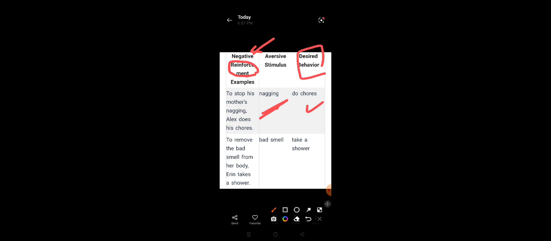So here, to remove the bad smell from her body, Aaron takes a shower. I know that you're laughing right now. The bad stimulus here is the bad smell. I want to get rid of this bad smell. So why do you think I'm opening the windows at school every day? Because of the smell. So to remove the bad smell from her body, Erin takes a shower.